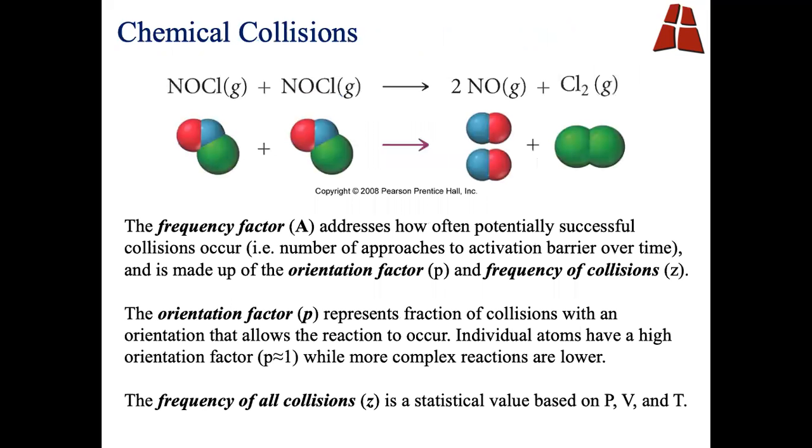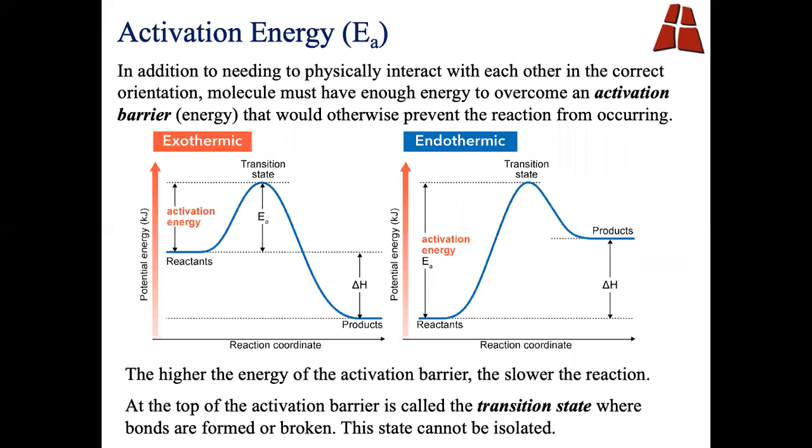A reminder that all three of those criteria must be met in order for a chemical reaction to occur. We also talked about the frequency factor, which is made up of the orientation factor and the frequency of collisions. The orientation factor is going to be the most important one for our class. Essentially it is a number between 0 and 1 that represents the fraction of collisions that have the correct orientation. So the closer we are to 1, the more likely our reaction is to occur based purely on orientation.